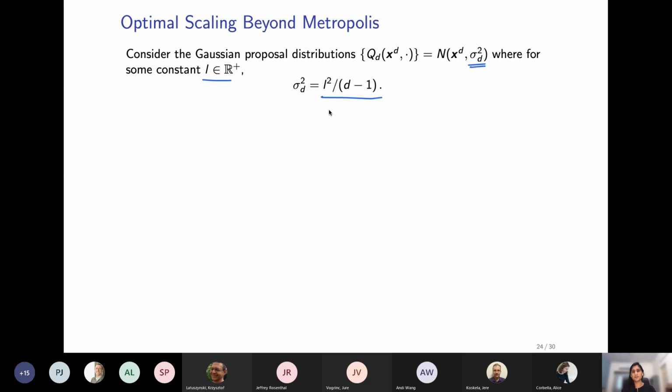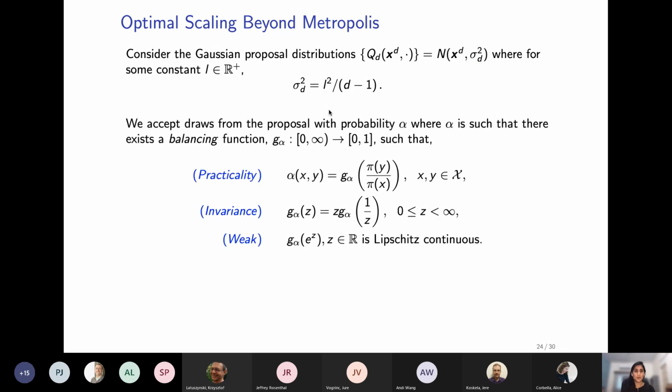I say the class of acceptances because what we're going to do here is we're generating a proposal, and then we will choose to accept or reject the proposal based on a certain acceptance probability. And instead of fixing that probability to be MH, we set it up to be as general as we could make it. So we set alpha to be the acceptance function so that there exists a balancing function G such that alpha(x, y) is G of the ratio of pi(y) by pi(x).